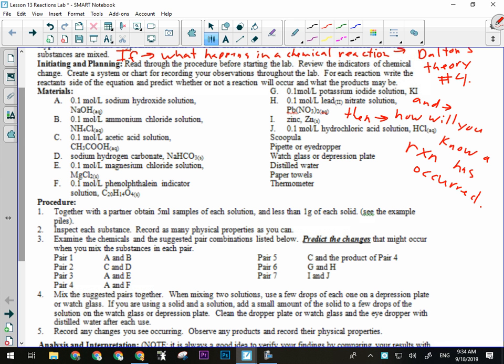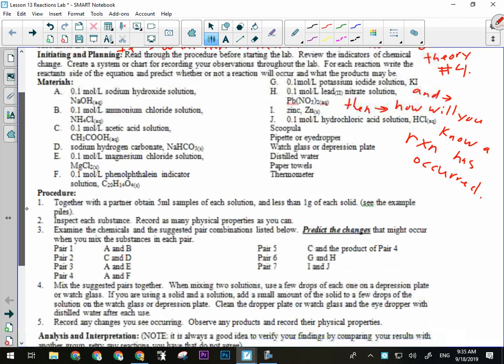In pair 6, you're going to be mixing potassium iodide with lead 2 nitrate, observing that one. And then in pair 7, you're going to be putting hydrochloric acid on a chunk of zinc. All right, so those are your 7 reactions. What we're going to have to do is predict them first, and then we're going to go into the lab and see what happens. See if all of our predictions are correct or not.